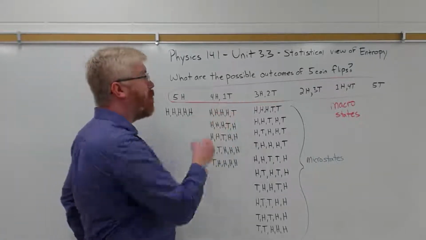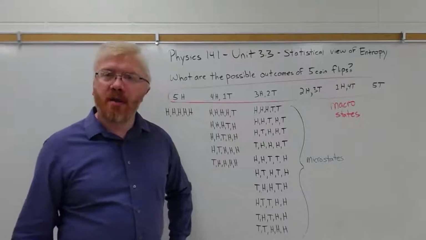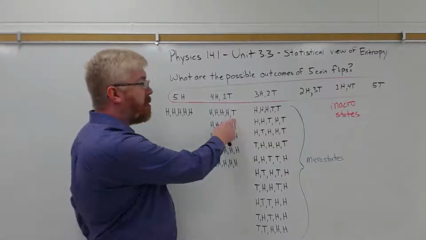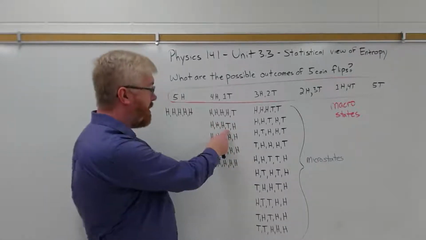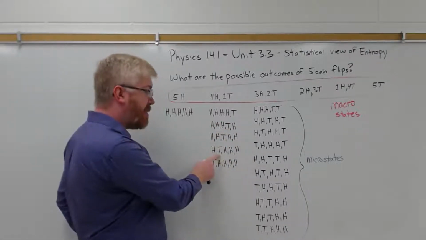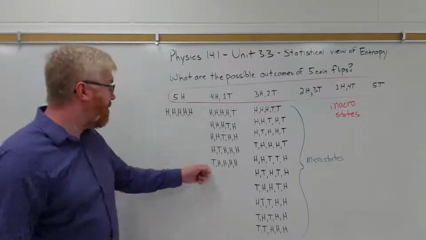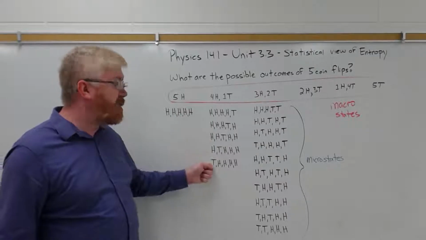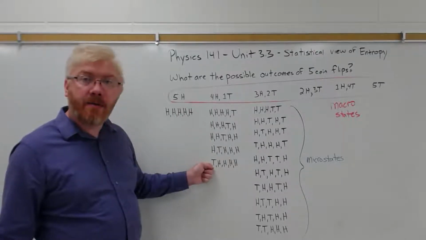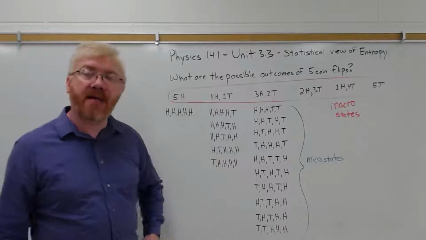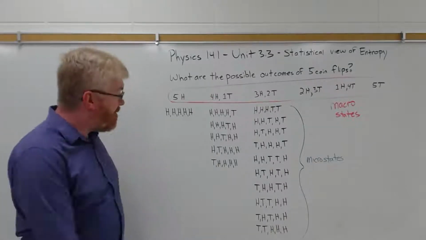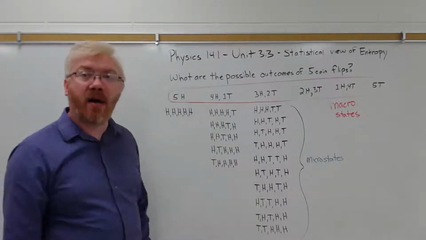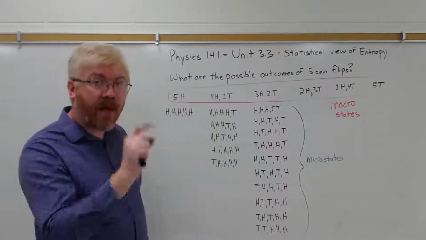What about 4 heads and 1 tail? Well, that's actually a little more complicated because there are 5 possible outcomes, right? The 5th coin could be tails, or the 4th coin could be tails, or the 3rd coin could be tails, or the 2nd coin could be tails, or maybe the 1st coin is tails. All 5 of these possibilities will give you the outcome of 4 heads and a tail. But there are 5 possible combinations that give you that outcome, whereas for 5 heads, there's only one combination.